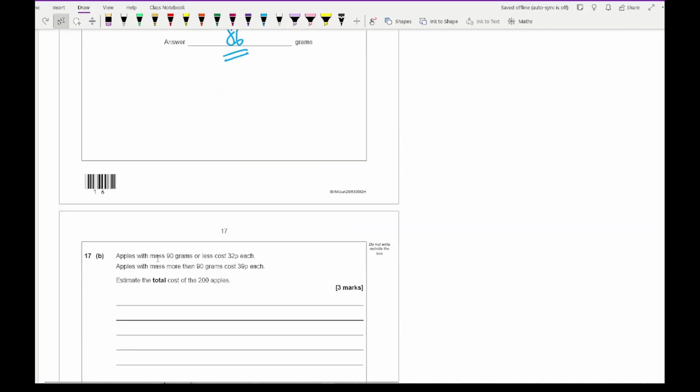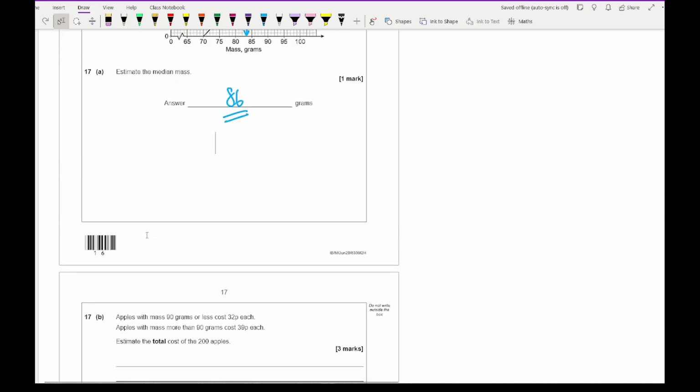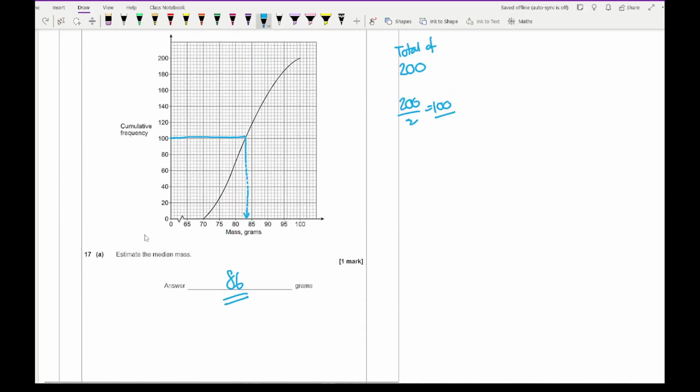Then for B, it says apples with a mass of 90 grams or less cost 32 pence. Apples with a mass of more than 90 grams are 39 pence each. Estimate the total cost of the 200 apples. For this, what we need to do is work out how many were 90 grams or less and how many were more than 90.